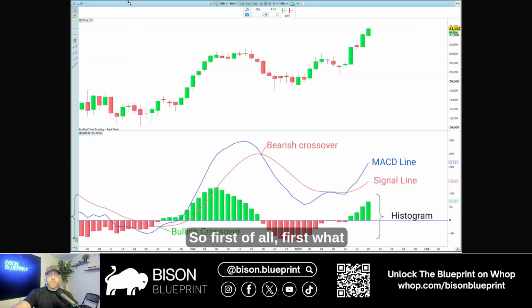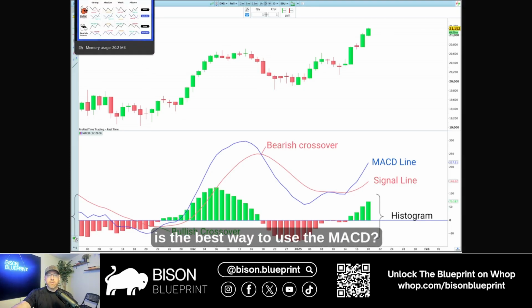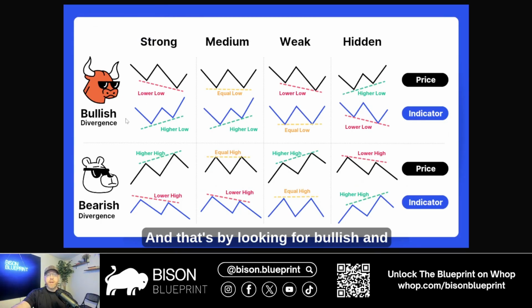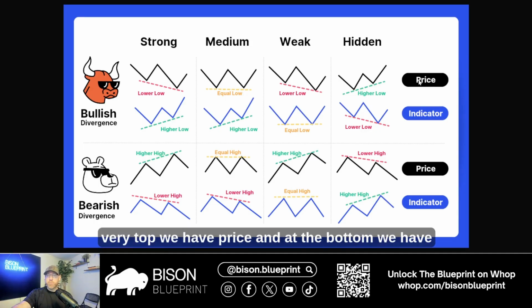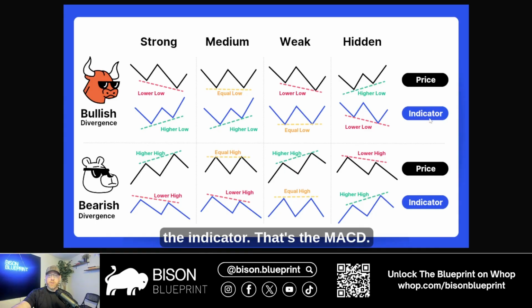So first of all, what is the best way to use the MACD? That's by looking for bullish and bearish divergences in the MACD. Looking at this graphic, you'll see that at the very top we have price, and at the bottom we have the indicator, that's the MACD. For those of you that are familiar with RSI, these principles apply to RSI as well. You can take this chart and copy it and use it for RSI. But what we're looking for is where price is making a different pattern than the MACD is.